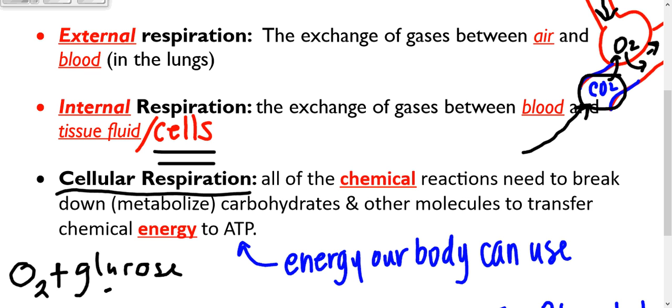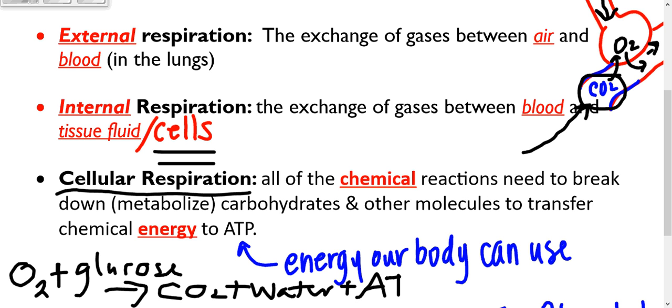And at those cells, we're making carbon dioxide, water, and energy, or ATP. ATP is that energy that our body can use.